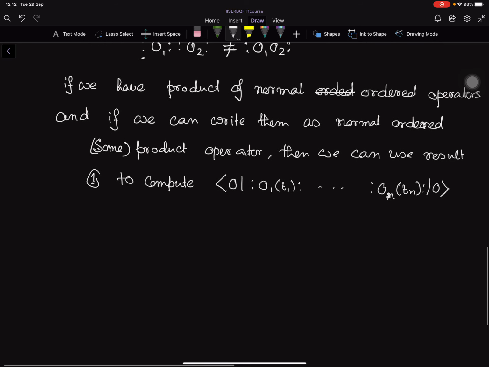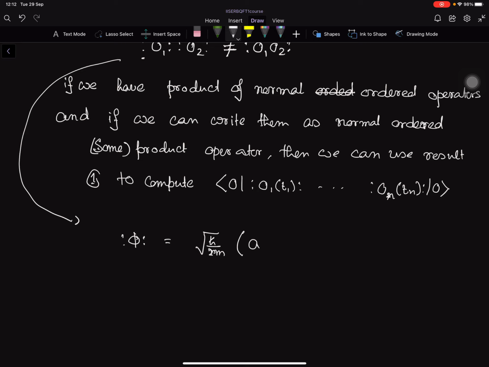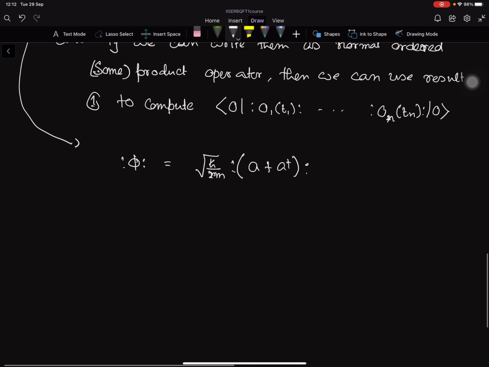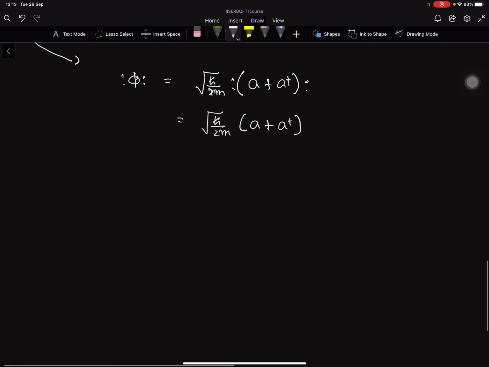Okay. So let's first demonstrate this with phi and phi. So normal ordered phi is simply the square root of h bar by 2m times normal ordered (a plus a dagger). Okay, we are just not using time dependence, for simplicity, but the result holds true for any time dependent operator as well. And this is the same as the square root of h bar by 2m times (a plus a dagger), because the normal ordering of any one of them is this. Now what is normal ordered phi square?